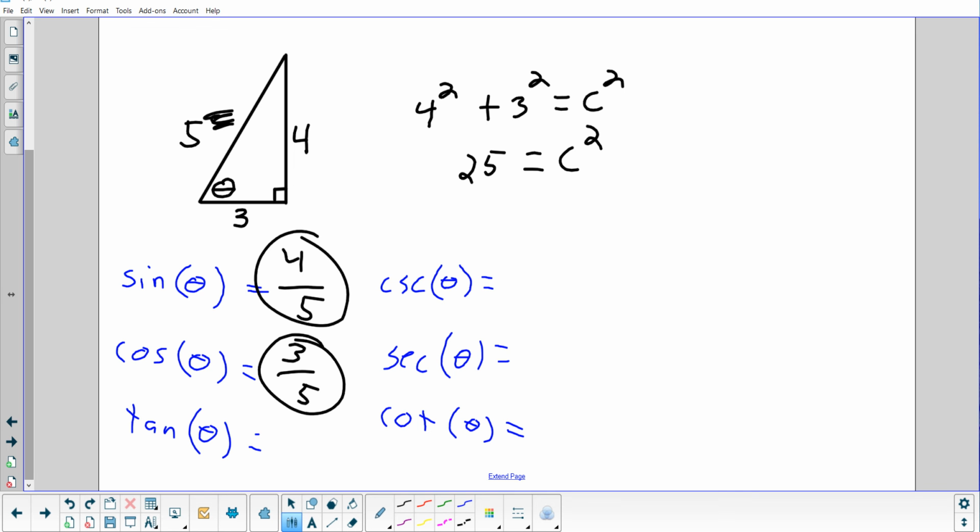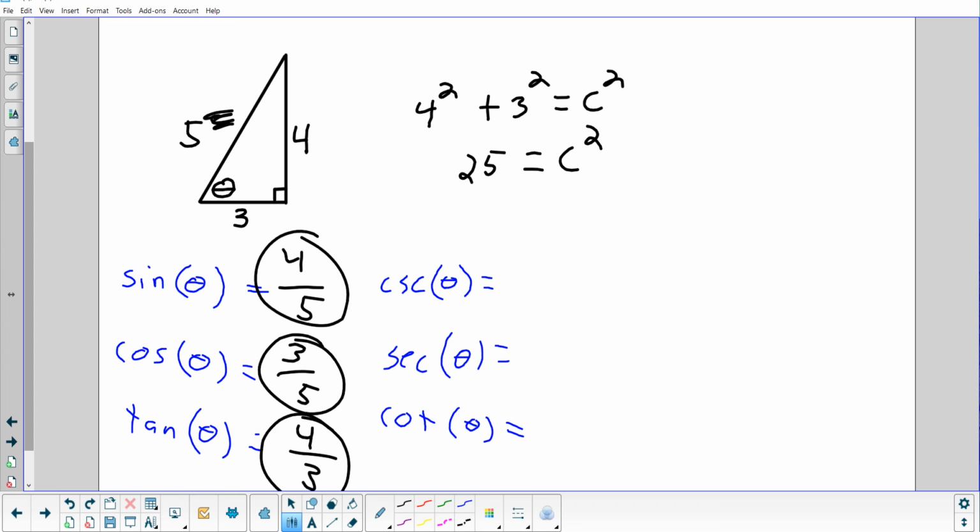And how about my tangent? It would be 4/3. In general, when you're doing trig functions like this, you don't have to find the decimals. We just leave it as a fraction. Don't leave square roots in the bottom. That'd be the only thing. All right, so we got those.